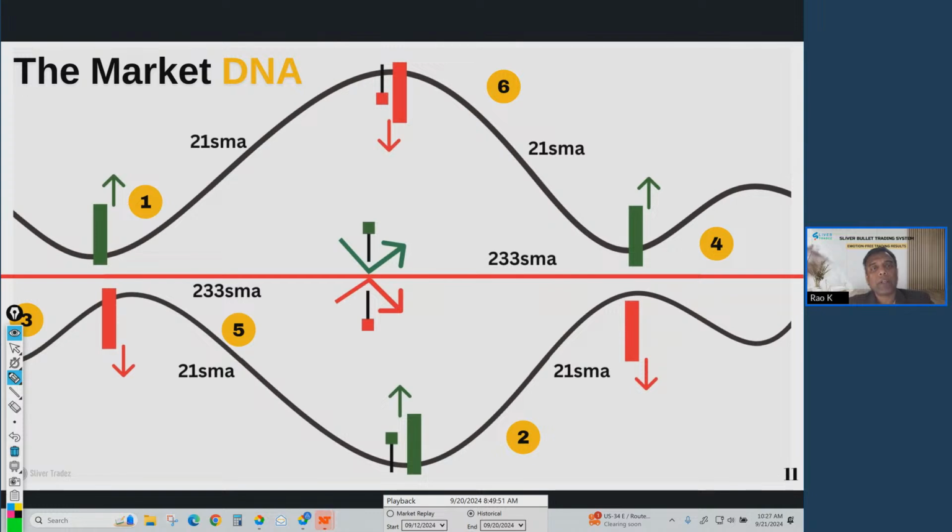applies to the market as well, because the market imitates life. Price moves away, a smaller moving average moves away from the larger moving average, but it has to come back. It moves away, but it has to come back. Same observation. And one might ask, what's the secret behind these numbers, 21 and 233 SMA? We have chosen these numbers out of many numbers because they are Fibonacci numbers.